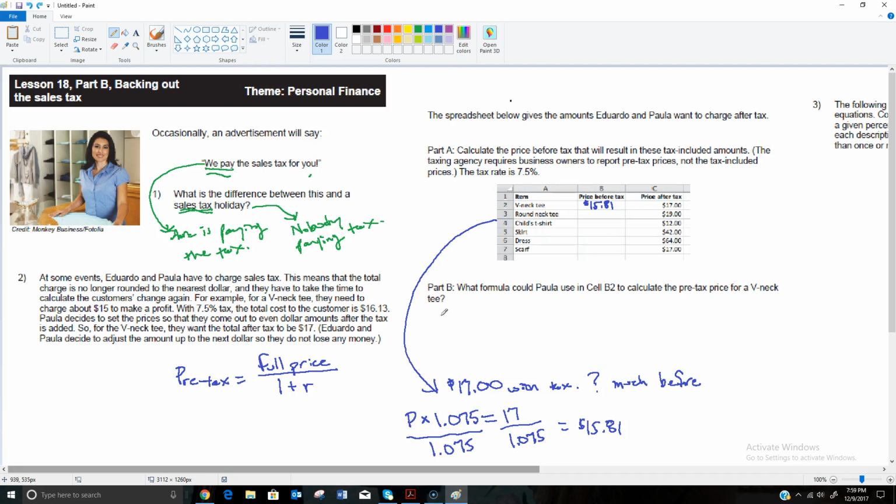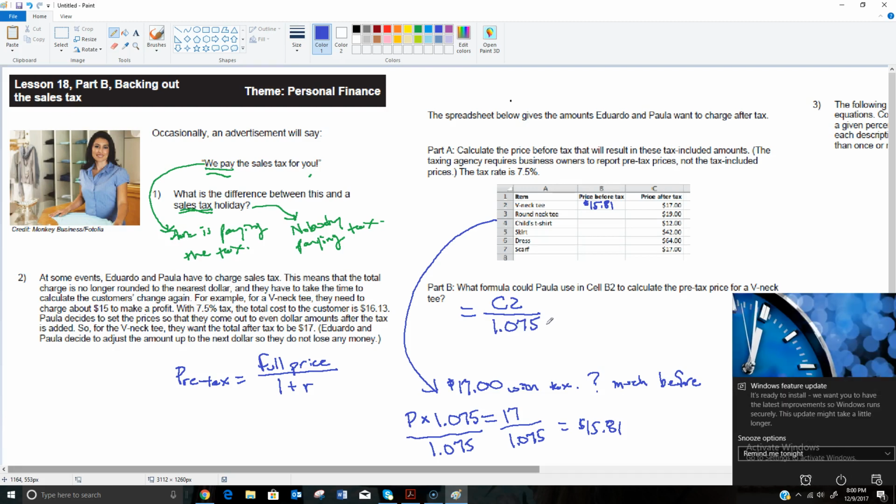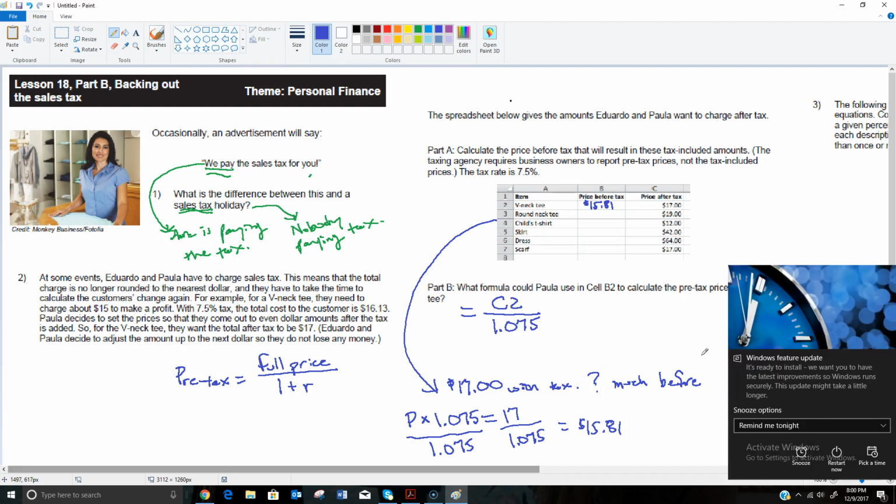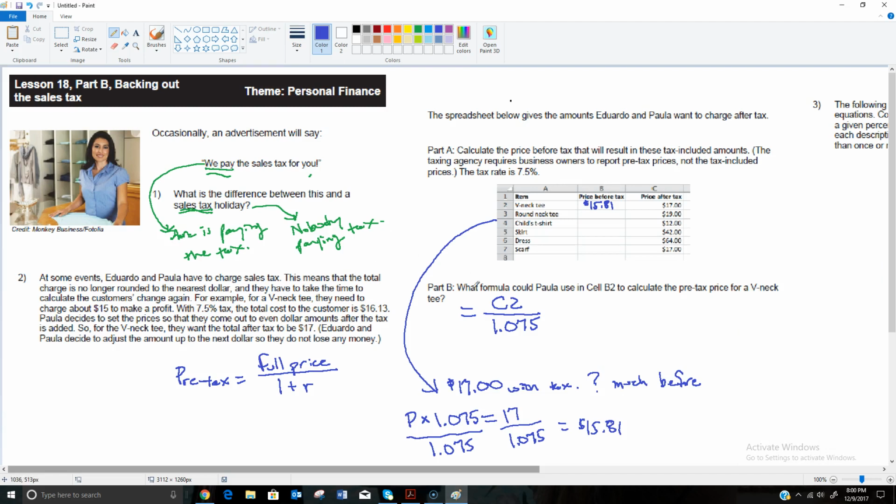So to get B2, we're going to take C2, and we're going to divide it by 1.075. The full price, which is C2, we're going to divide by 1 plus the rate, which in this case is 7.5%, so it'd be 1.075. So that's a formula that she could use here.